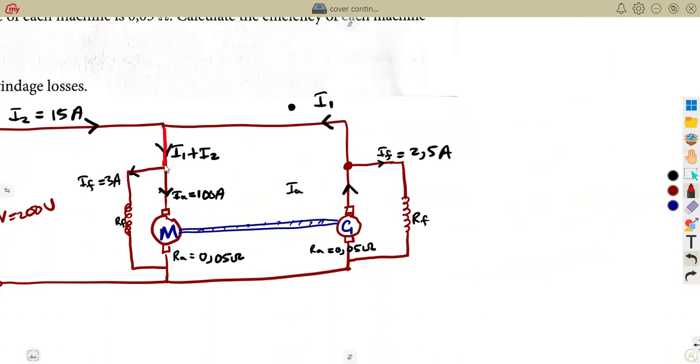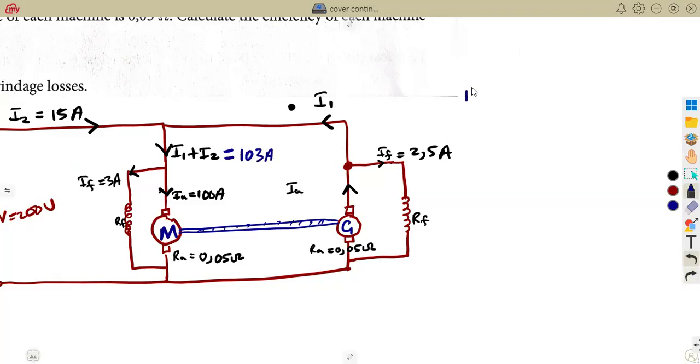It enters here. Another one branches here, and another one branches here. Remember that the current that is entering will be the sum. So this one is simply going to be the sum. Let's just use this one for the ones that we are filling in. We are just going to add these two currents that are flowing away from the junction. That is 100 plus 3, so this is going to be 103 amps.